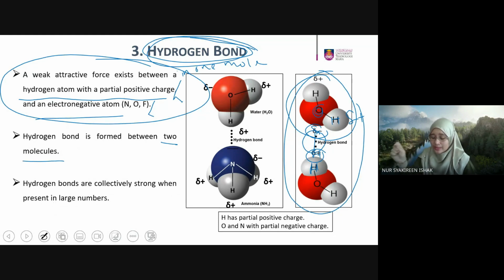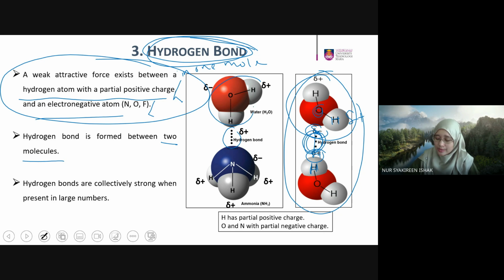Dotted line only. If you were to draw hydrogen bonds using a bold line, that is wrong. When you draw a hydrogen bond using a bold line, that indicates that it is involved in the formation of a covalent bond. So it becomes wrong. Make sure when you draw hydrogen bonds, you use dotted lines.